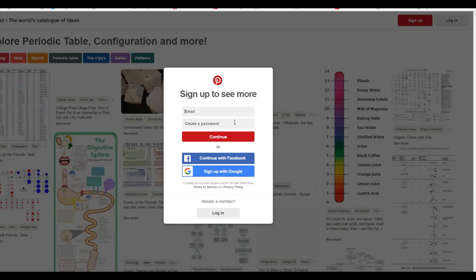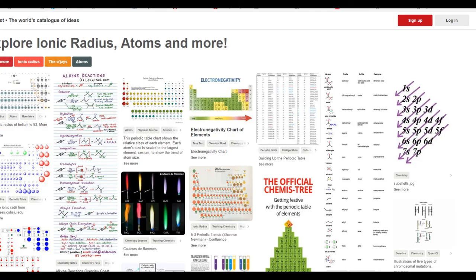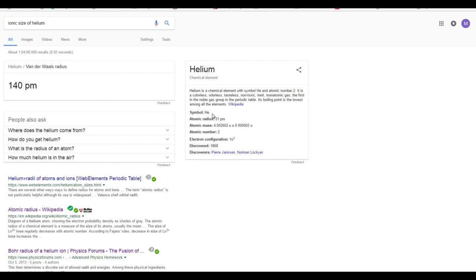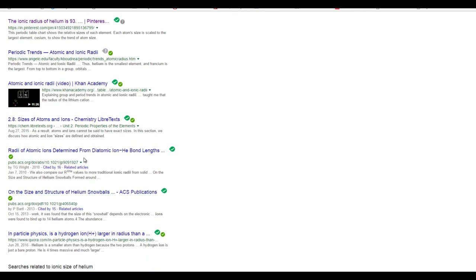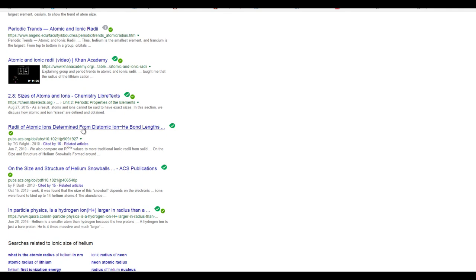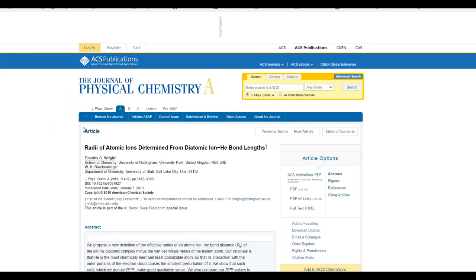I don't know what this is. I have to sign up to see more. No, I don't want to sign in. I wanted to see the measured value of the atomic radius. Atomic radius is 31 picometers, so it is 0.311 angstrom. No measured values of that.